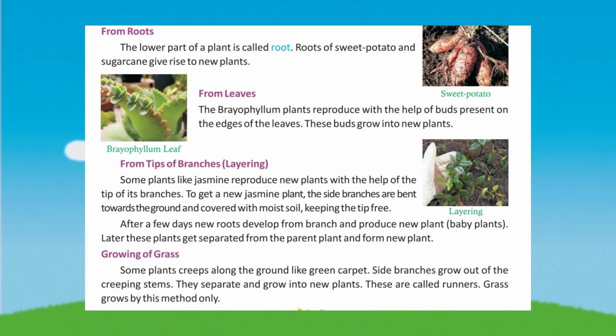Growing of grass. Some plants creep along the ground like a green carpet. Side branches grow out of the creeping stems. They separate and grow into new plants. These are called runners. Grass grows by this method only.